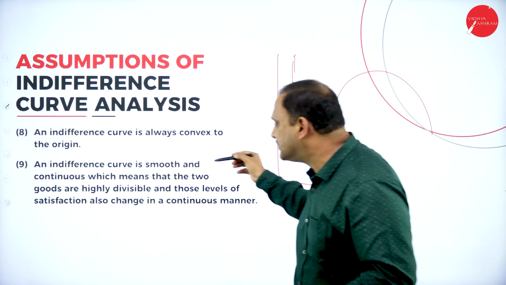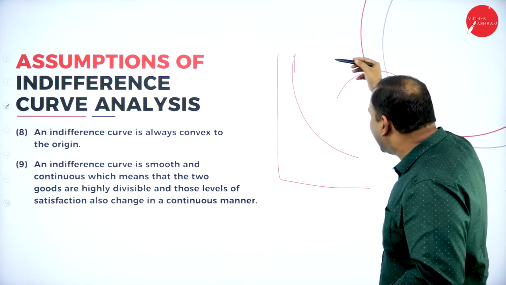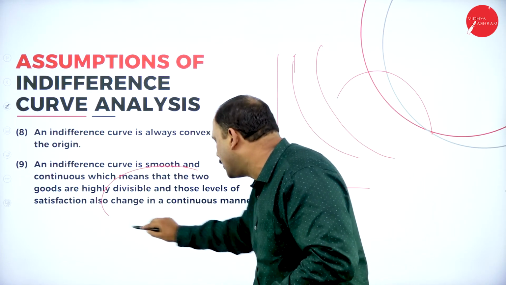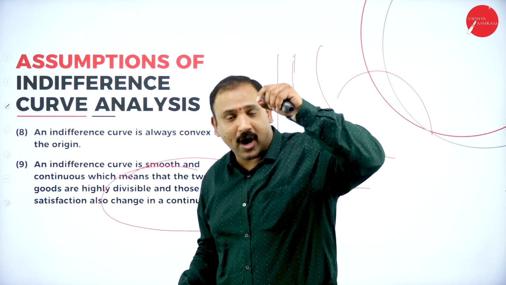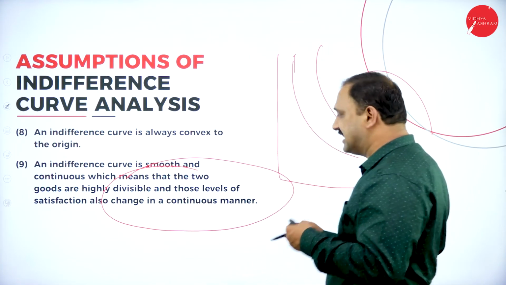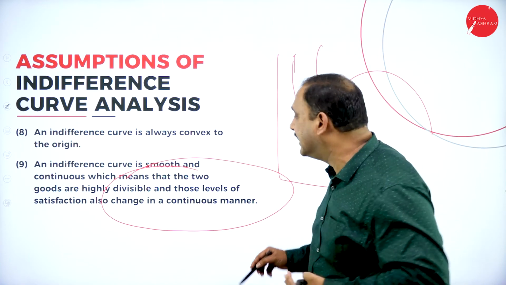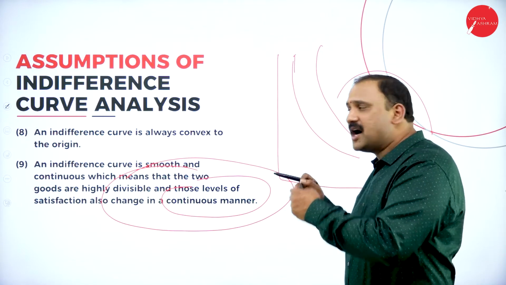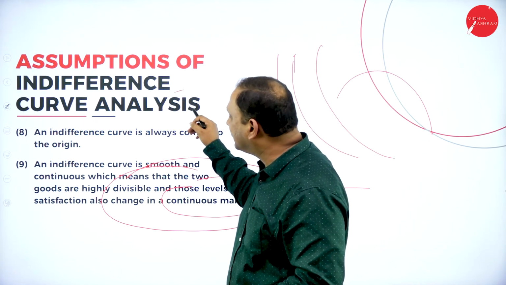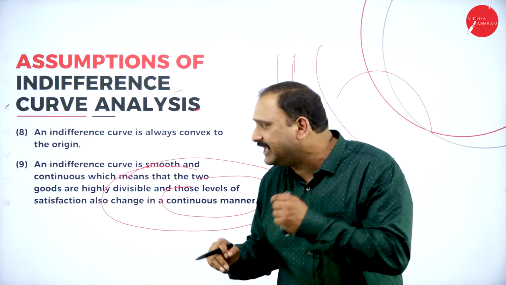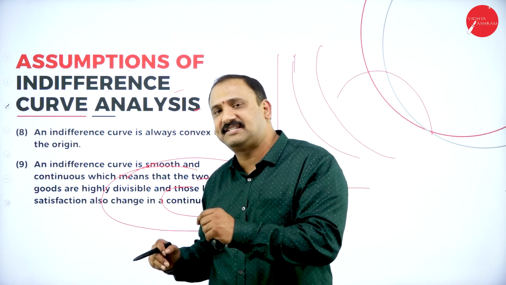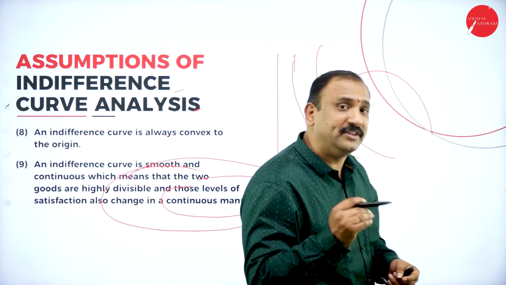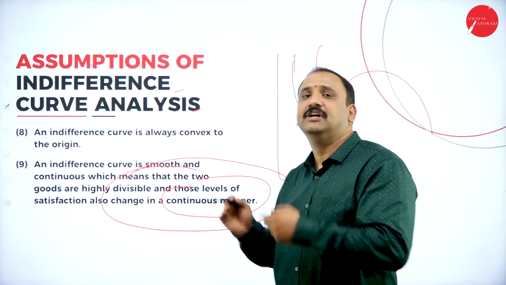Followed by, an indifference curve is smooth and continuous, which means they are highly divisible in nature at those levels, and the satisfaction also changes in a continuous manner. So you are able to see that the levels of satisfaction change in a continuous manner. This is what we are trying to understand when we talk about the indifference curve analysis. It's a very interesting factor that makes us understand that the consumer continues to remain a rational person, making his own choice with the relevant information that he has gathered throughout his life.